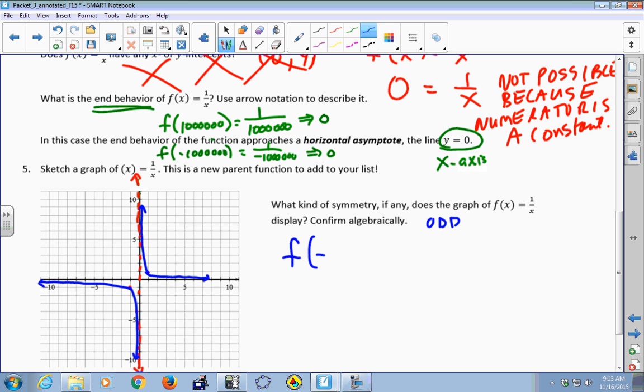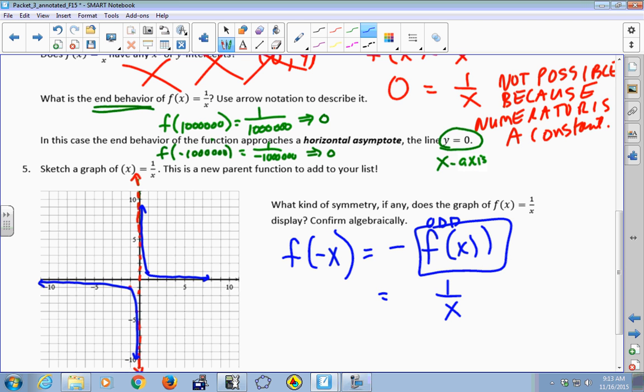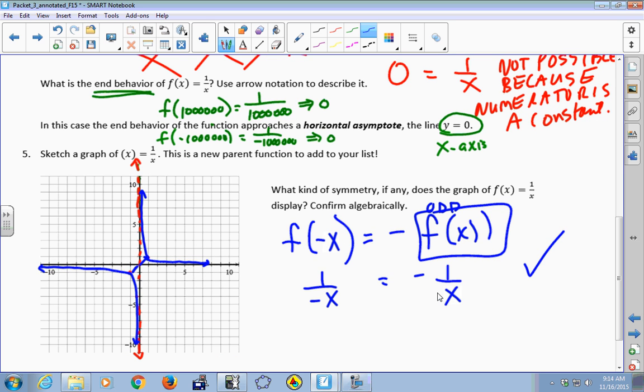So today, the symmetry here is odd symmetry, and let's confirm it. Odd symmetry says if you take f of the opposite of x, your y values are opposite. I know what f of x looks like, so f of negative x should look like that with a dash in front. So all I have to do is confirm that when I put the opposite of x into my function, it looks like this. 1 over the opposite of x is exactly the same as that, because it doesn't matter where that little dash goes, whether it's in the denominator, the numerator, or out front. So this is definitely an odd function, and you notice it has symmetry about the origin.